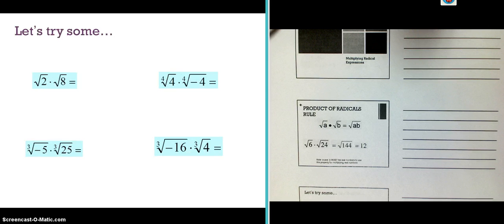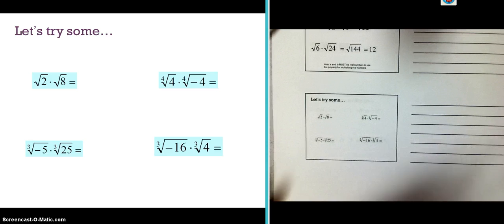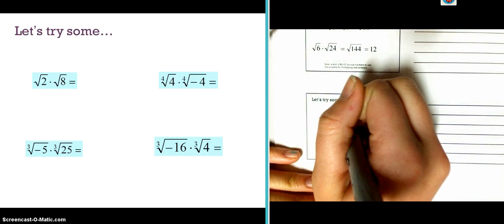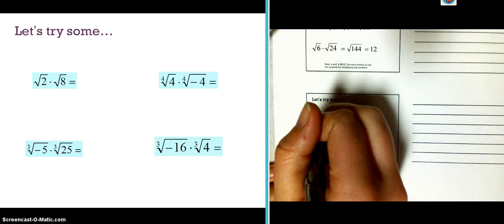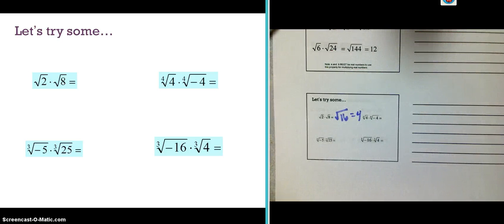So if we try some of our own, we have the square root of 2 times the square root of 8. Well, 2 times 8 is 16, so it equals the square root of 16, and the square root of 16 is 4. Okay.